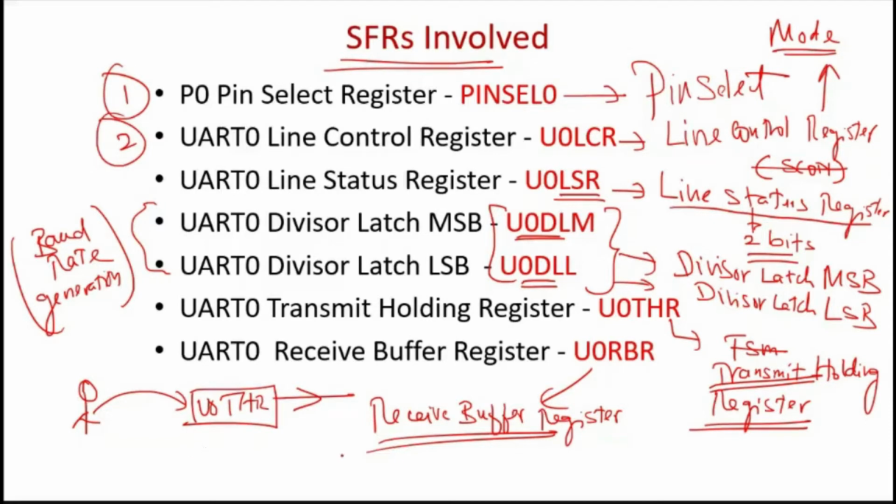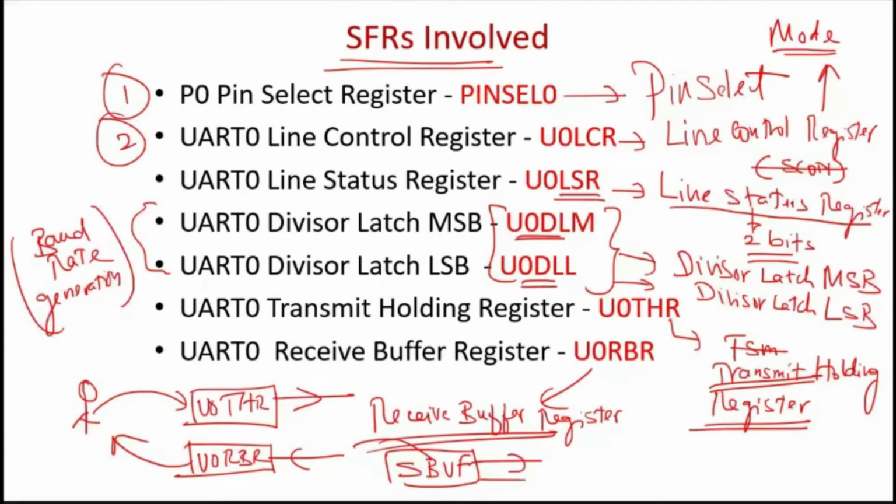When somebody else is giving the data, that data will come and sit into UART0 receive buffer register that I will receive. So in 8051, we use a single register called SBUF, serial buffer. So the same register is used for both transmission as well as reception. Here we are using one exclusive register for transmission and one exclusive register for reception. So that is one difference.